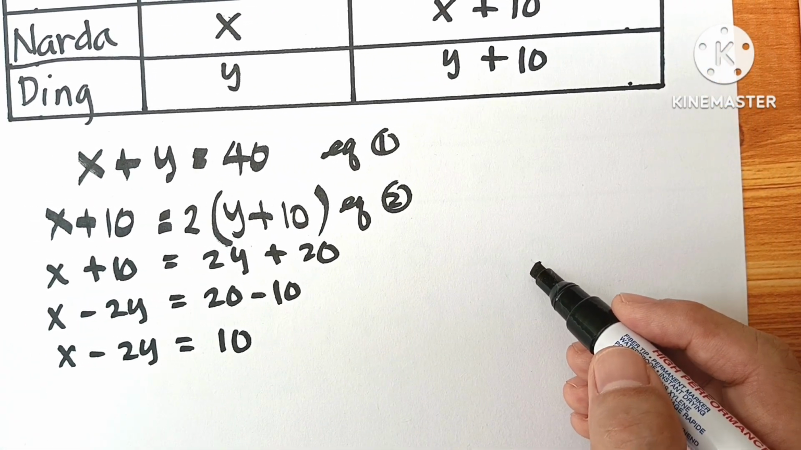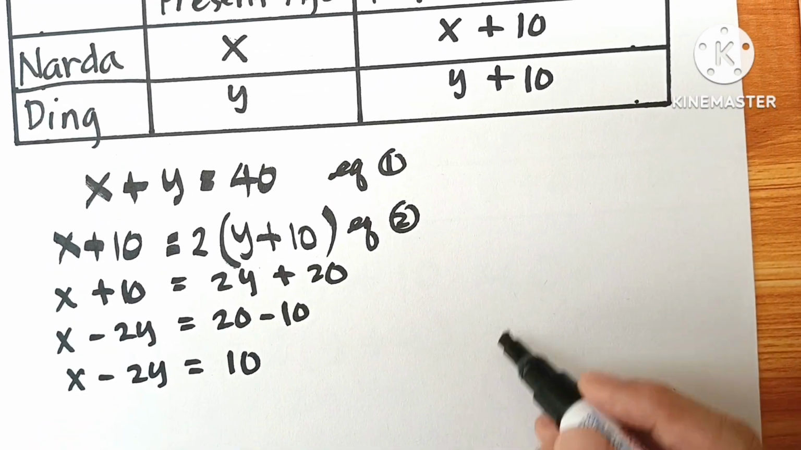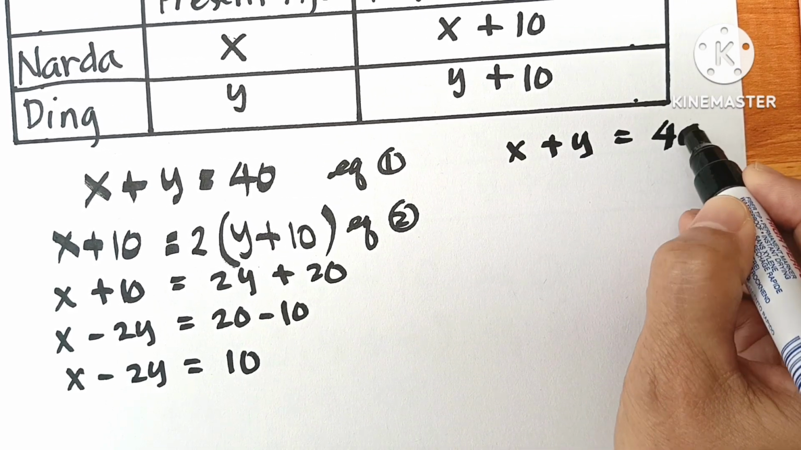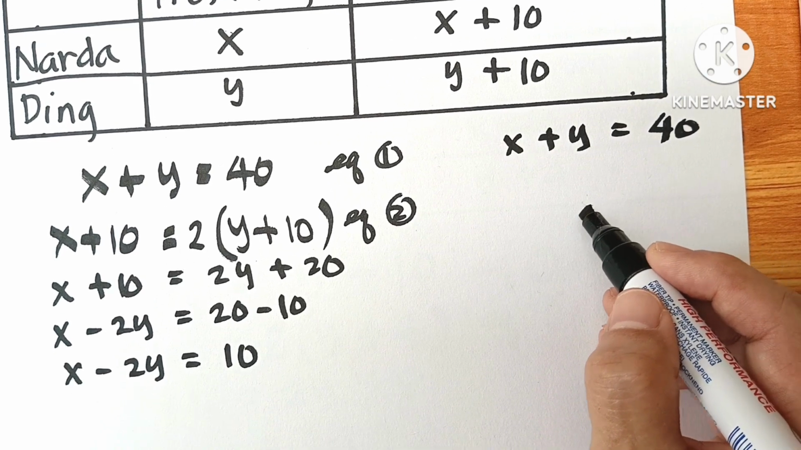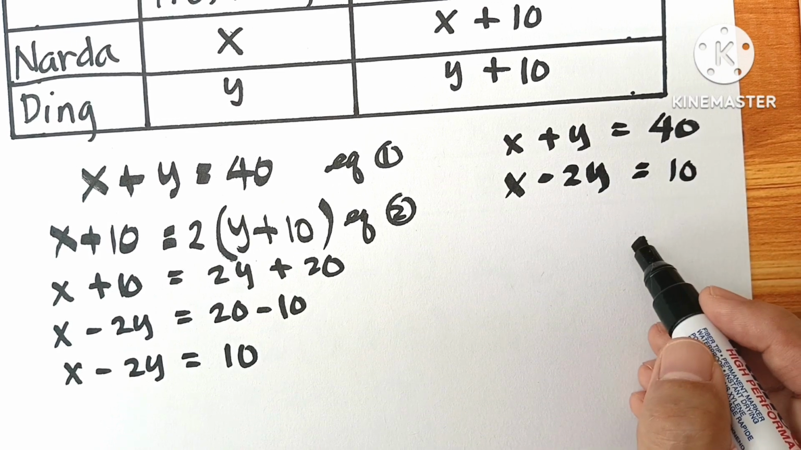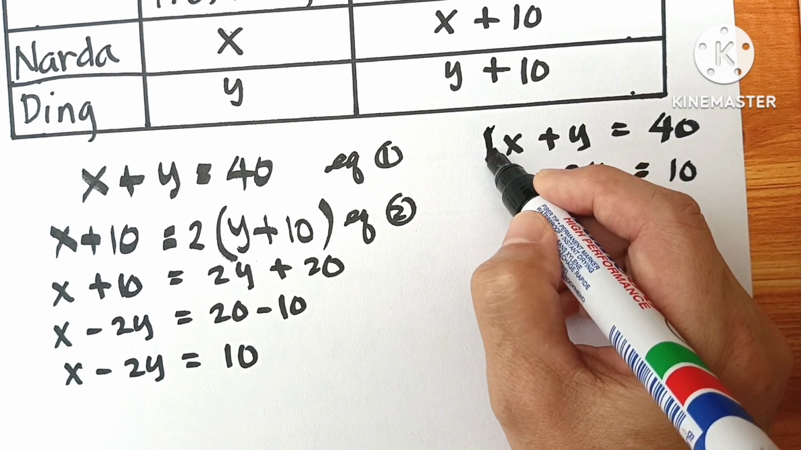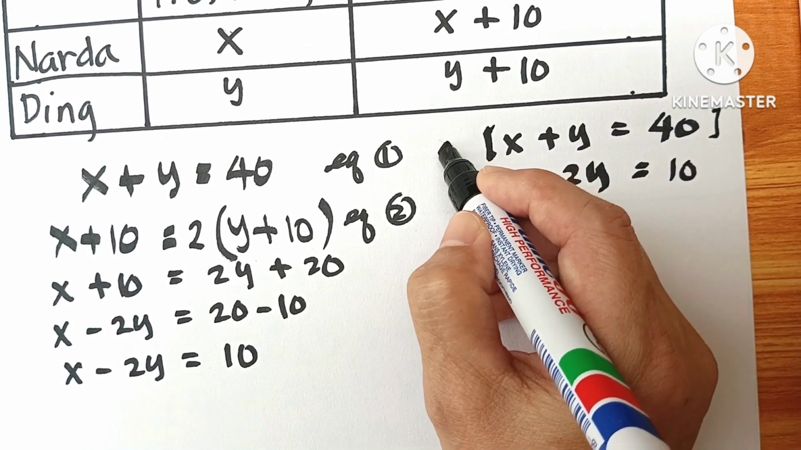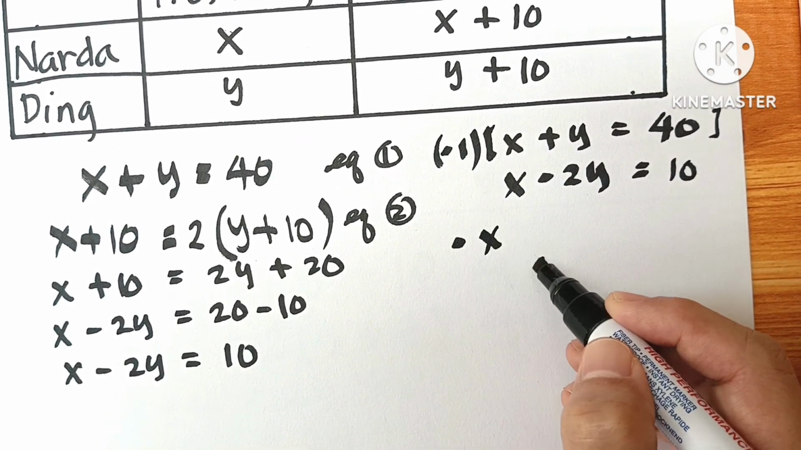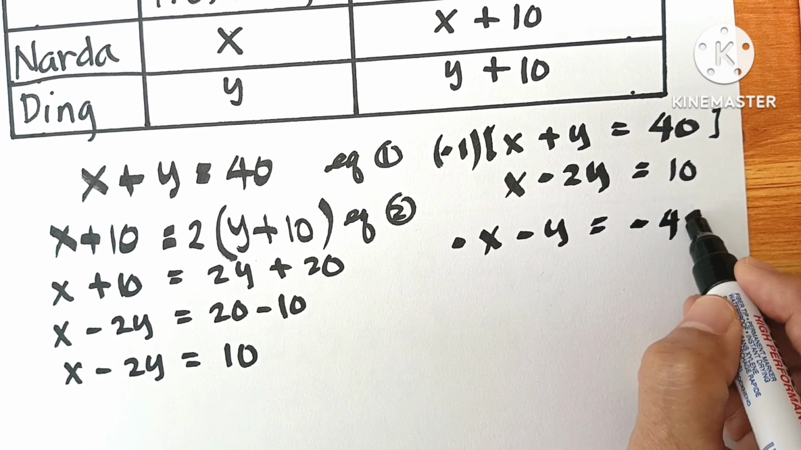Okay. So, let us rewrite the first and second equation. We have x plus y is equal to 40 and x minus 2y is equal to 10. Now, to eliminate the variable x, kasi mas madali siyang i-eliminate, we have to multiply both sides by negative 1, no? So that pag in-add natin, matanggal na si x. So that's negative x minus y equals negative 40.